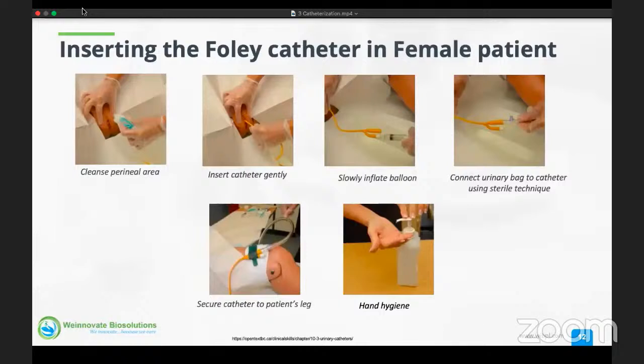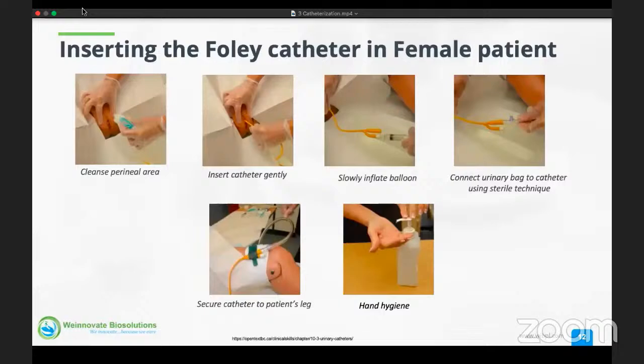In both cases, it is recommended to observe the urine for some time, for color, odor, or quality of the urine, so that you would know if the patient is already UTI positive, or if there is any problem in the insertion of the catheter. Now, this is up to insertion of the catheter.